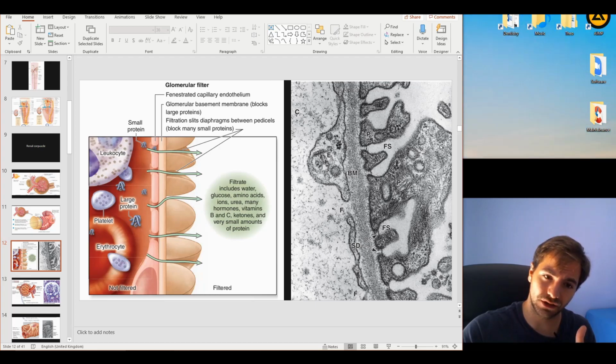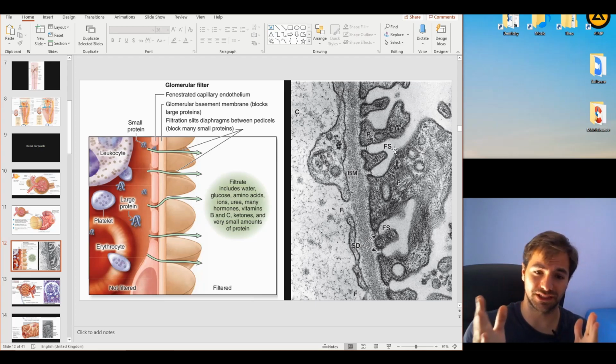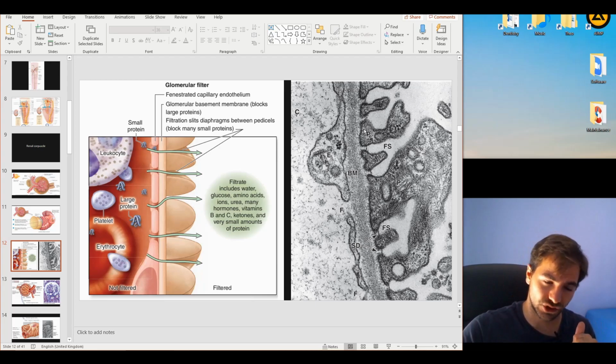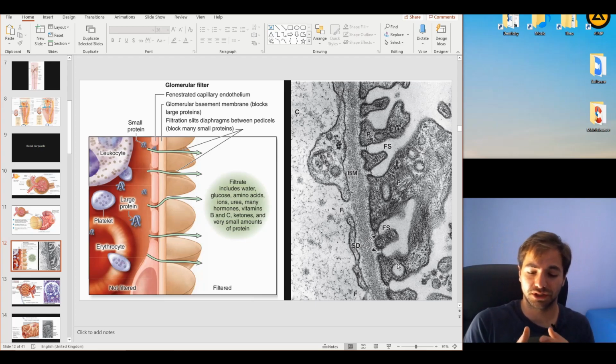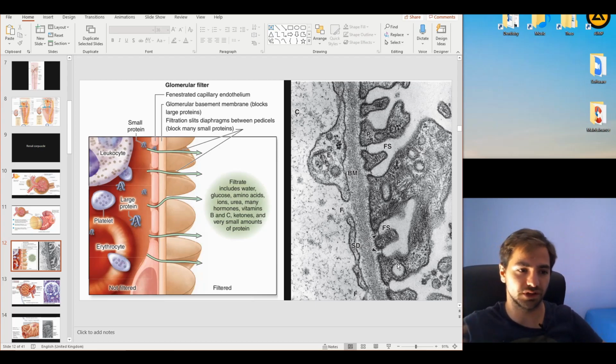Now this is the pedicel of the podocyte, and these are the filtration slits, the spaces between the pedicels. Connecting these pedicels, we find very thin lines called the slit diaphragms, which contain proteins, the most important of which is nephrin. So this whole structure blocks out cells, proteins, a large amount of ions because of the charge, and of course other components such as vitamins, urea, hormones, and so on.